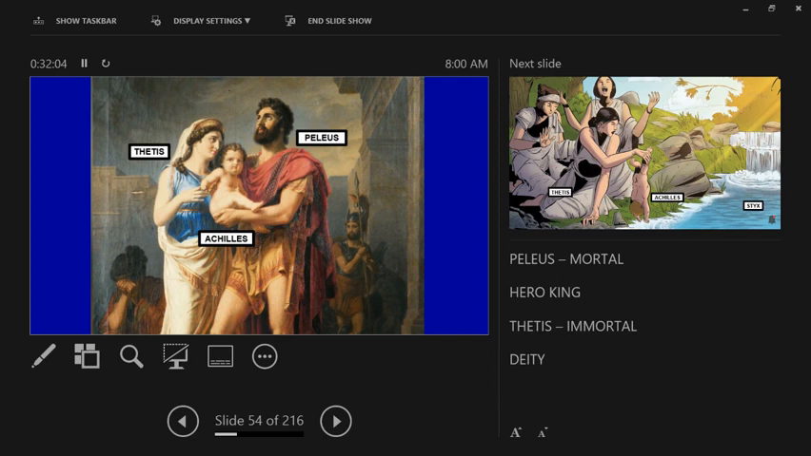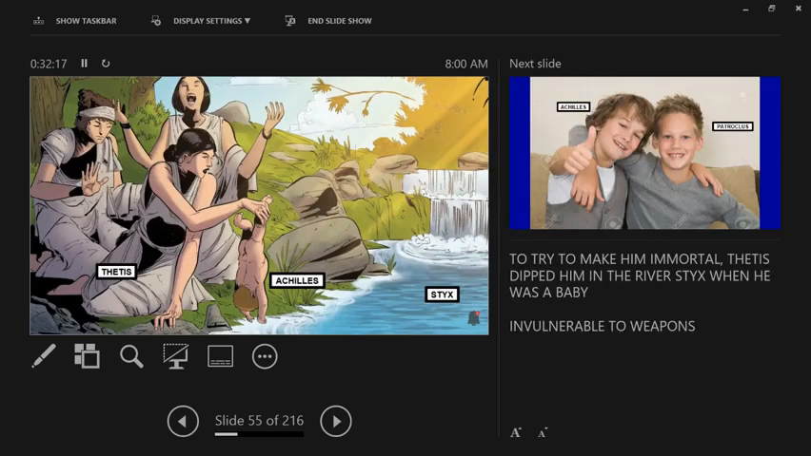Thetis and Peleus have a child named Achilles. Peleus is mortal, he's a king, and Thetis is immortal. She is a deity, and she wants Achilles to be safe. So, what she does is she dips Achilles into the river Styx, and this makes him invulnerable to weapons.